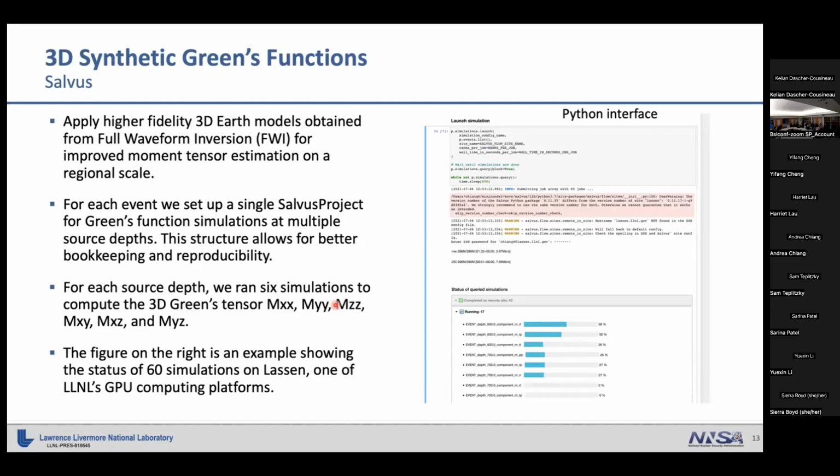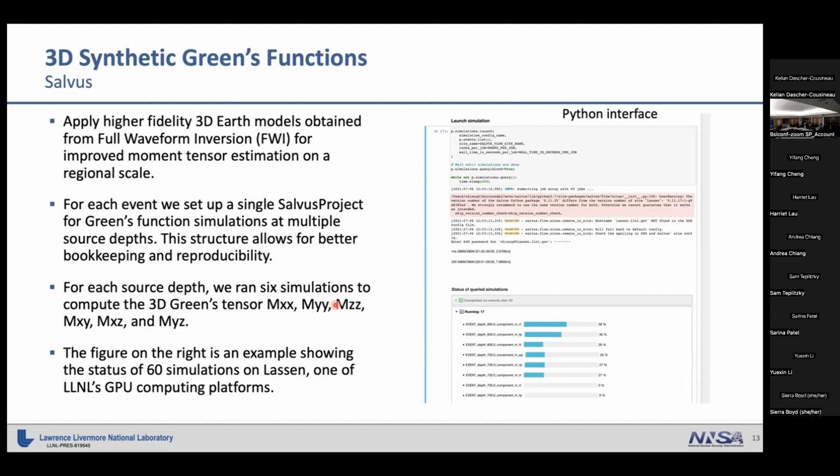And one of the neat things of this particular program is that it has a relatively easy Python interface that we can work with. So for each of the events, we set up a project and calculate the Green's functions for multiple source depths, because we also search for the optimal source depth. Because we're combining everything in these Python notebooks, it's really good for reproducibility. If somebody else wants to compute and see if the results match mine, I can just pass the notebook directly to them and they can know all the steps I've done. That's a good thing about this Python notebook approach.